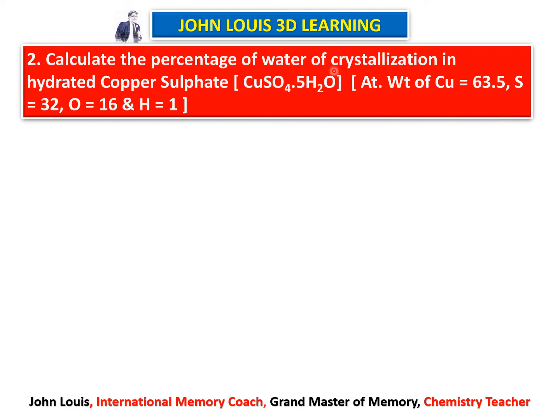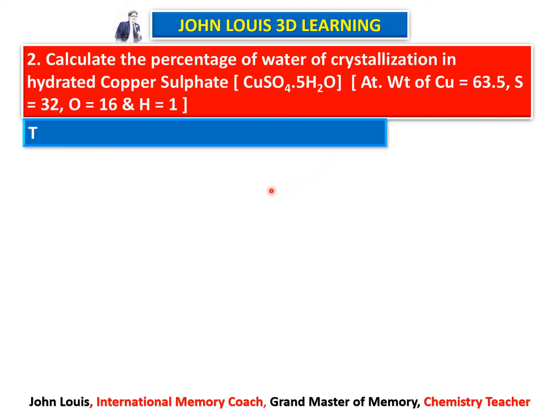Now what we need to find out? We need to find out the percentage of the water of crystallization, that is, how much the 5H2O percentage is in this CuSO4·5H2O. First, we need to find out the molecular weight of hydrated copper sulfate.